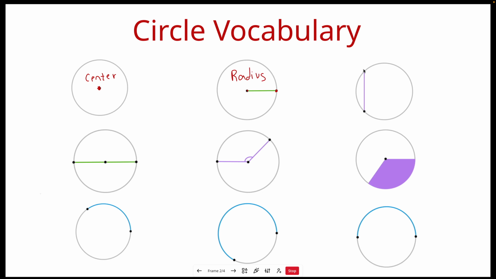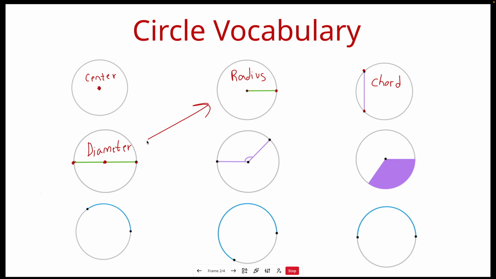When you have two dots on the outside of the circle connected by a line, this is called a chord. When you have two dots connected and it goes through the center, this is a chord, but it's a special kind of chord called a diameter.